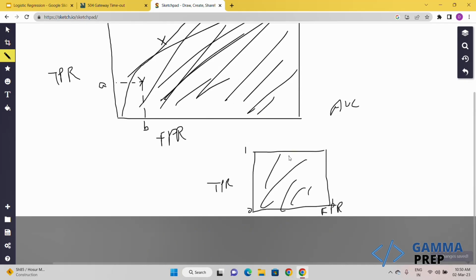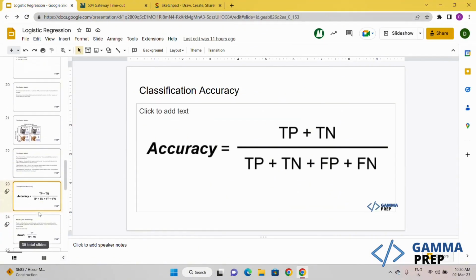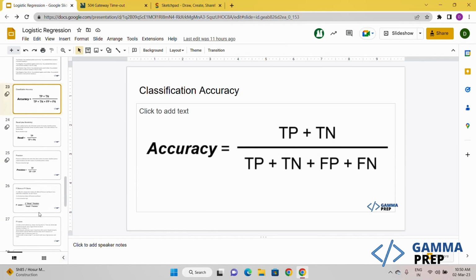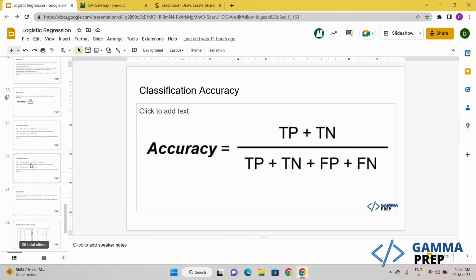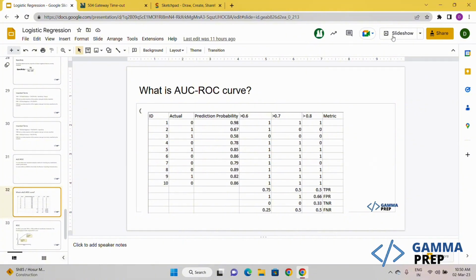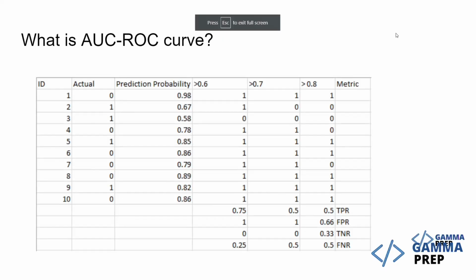So AUC is basically the area under the curve that your ROC curve, or your TPR versus FPR curve, makes with the horizontal x-axis. And what is this ROC, receiver operating characteristics? It is the graph between TPR versus FPR at different thresholds. Let me explain why we will have different TPR and different FPR at different thresholds.